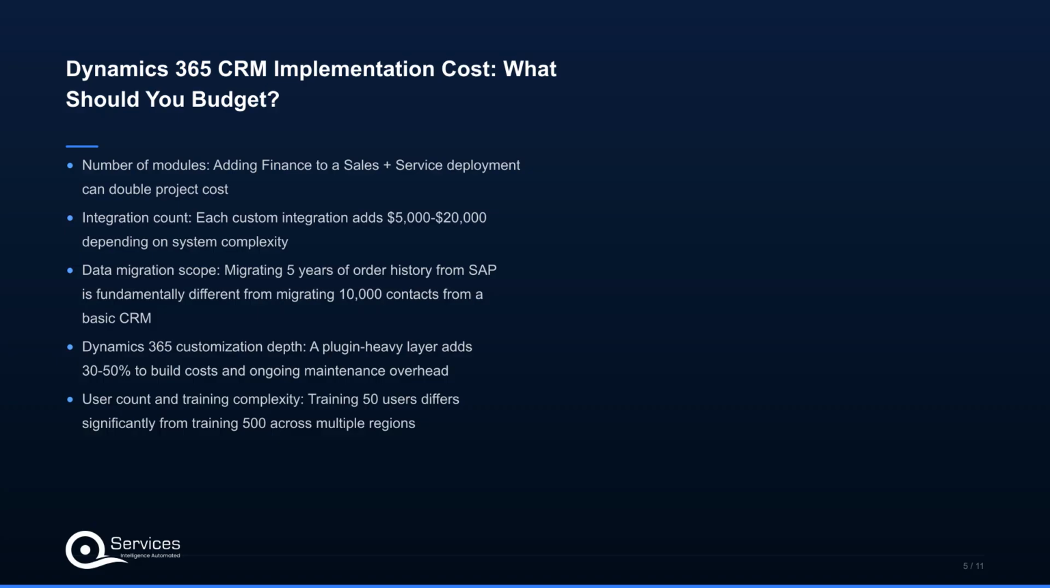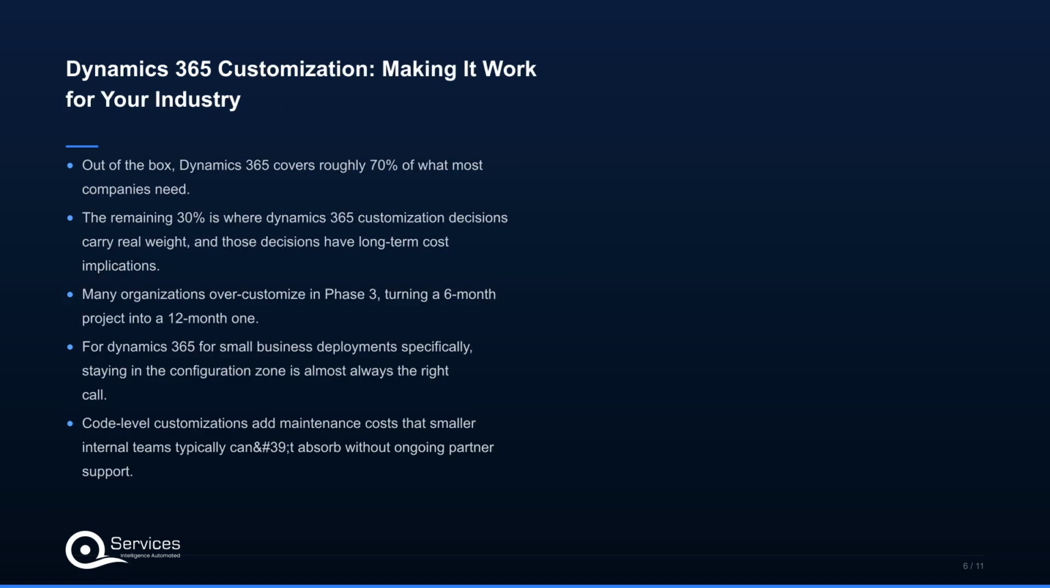5 variables move the needle most on CRM implementation cost. These figures cover implementation services only. Microsoft Dynamics 365 licensing is separate and typically runs $65 to $210 per user per month depending on your module combination.